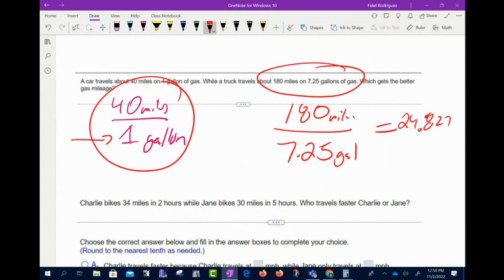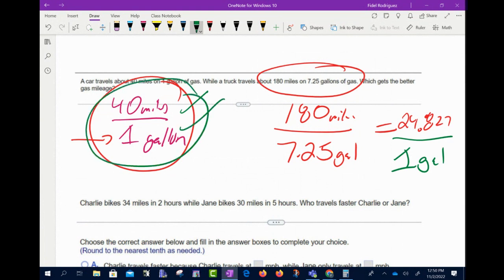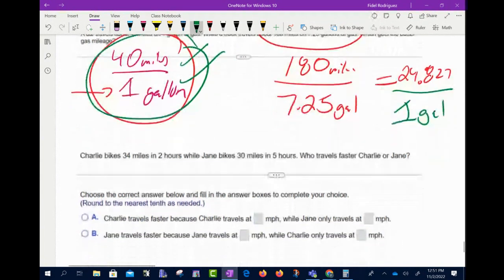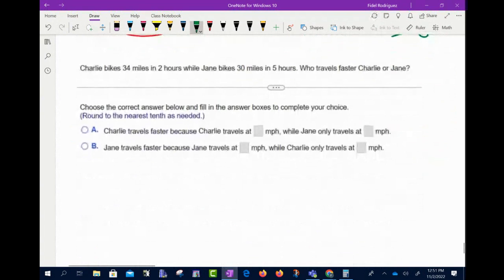Now the question is, what gets the better gas mileage? 40 miles for 1 gallon or 24.8 with a bunch of other change? Well, 40 miles per 1 gallon gets more mileage, right? So that's the better gas mileage. Okay, let's take a look at the next problem here.